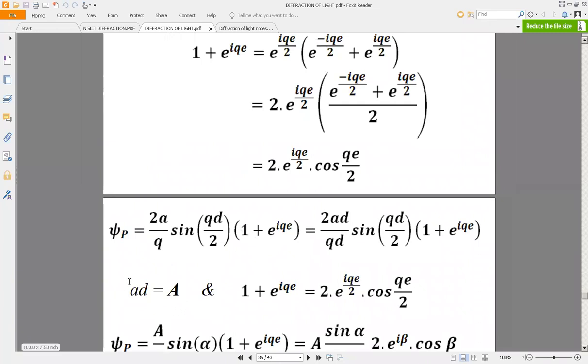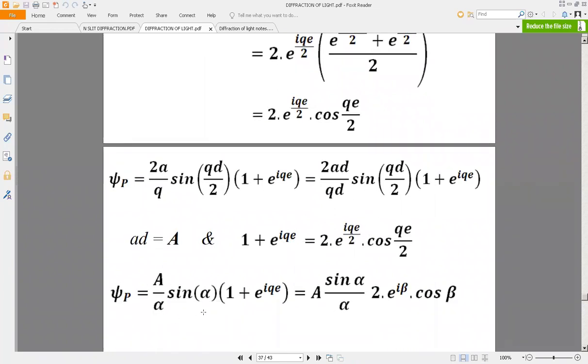Now I'll be calling this as capital A. A means the total amplitude falling on the slit. So I'll be calling this as the total amplitude received on both slits. That is capital A. So capital A and 1 plus e power i q e, just now I have derived 2 into this. So I'll put everything back into this expression to see A sin alpha by alpha as the first term and second term as 2 e power i beta cos beta.